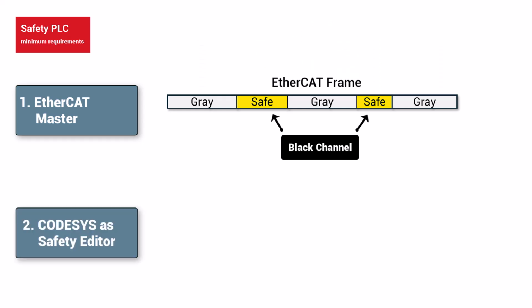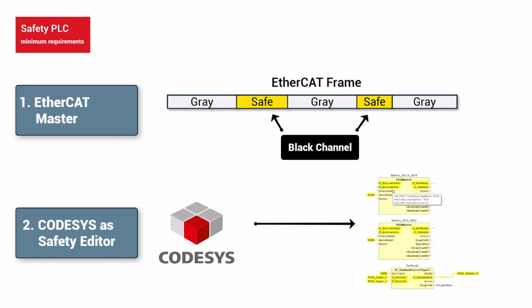Point 2. The programming of the safety PLC is always done with CODESYS. CODESYS is a manufacturer-independent software platform used in automation technology for programming industrial controllers. CODESYS is free of charge and can be downloaded from the manufacturer's website. We use it only as a safety editor and therefore do not need any special PLC experience.